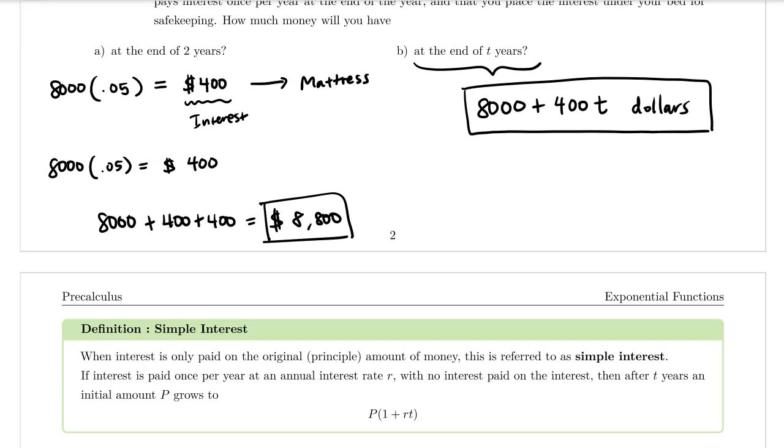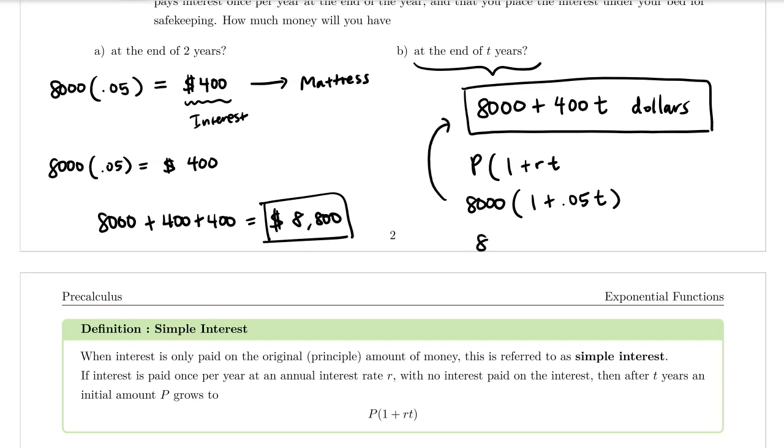So in this case, our P value would have been 8,000. So I have P times (1 + Rt). And then R was our interest rate as a decimal, so that'd be 0.05. And then t is the number of years. So do we end up getting the same formula that we got in the box up above?